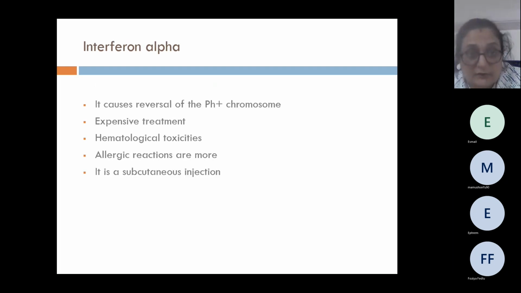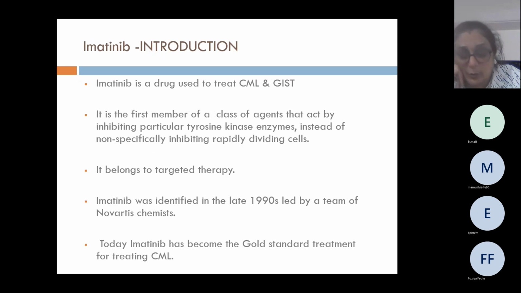Then came interferons. It causes reversal of the Philadelphia chromosome. The Philadelphia chromosomes do reduce in number, but it was an expensive treatment. It had hematological toxicities. It has got allergic reactions. Plus, it is given subcutaneously, so it is a painful product also, right? Therefore, it was not preferred. Plus, patients had to come to hospital to take the treatment. It was expensive, plus patients had to get admitted and take the treatment. Therefore, it is a tedious procedure. Again, this product didn't meet the requirement.